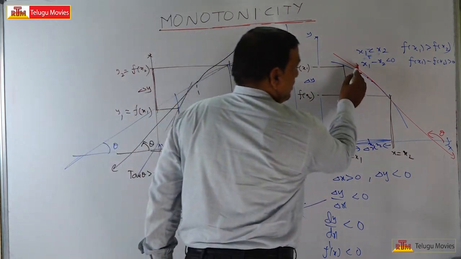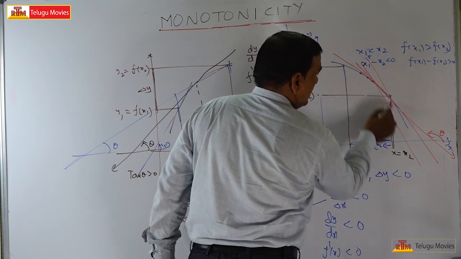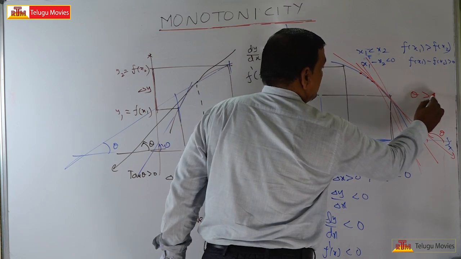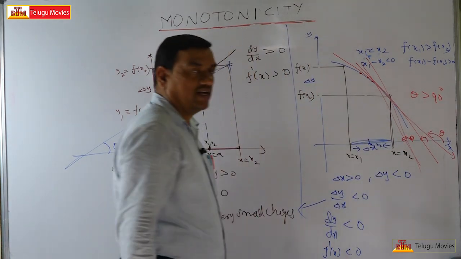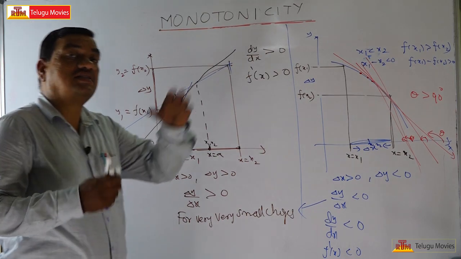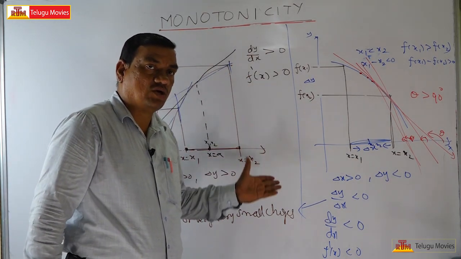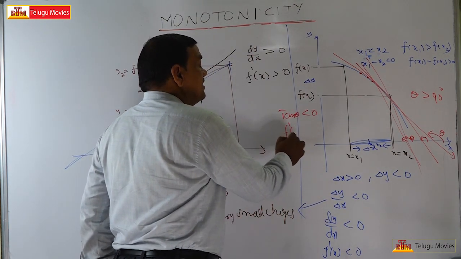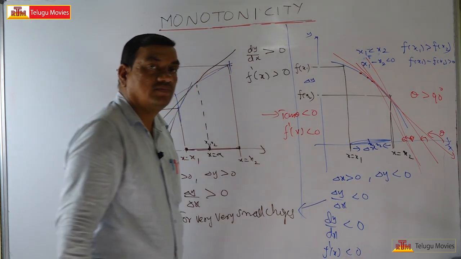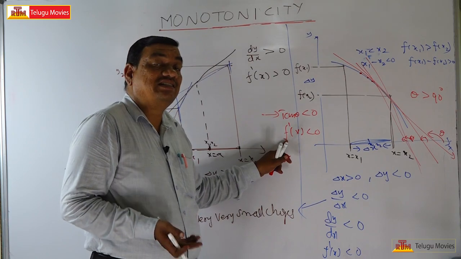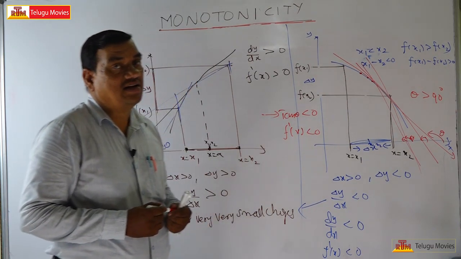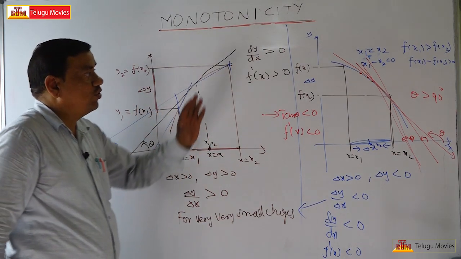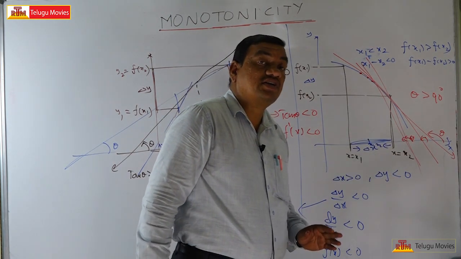So any tangent you can draw, theta is greater than 90 degrees, an obtuse angle. Obtuse angle means the second quadrant, more than 90. In the second quadrant, tan theta is less than 0. Tan theta means the slope of the tangent, which is nothing but f dash of x. So f dash of x is less than 0. Understand this? So for an increasing function, f dash of x is greater than 0. For a decreasing function, f dash of x is less than 0.